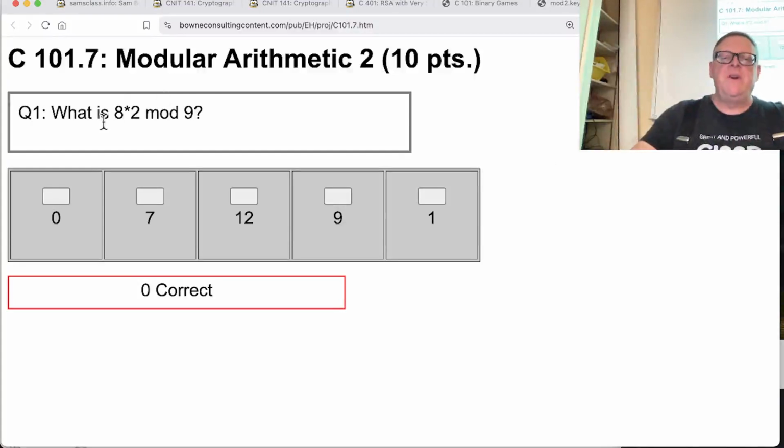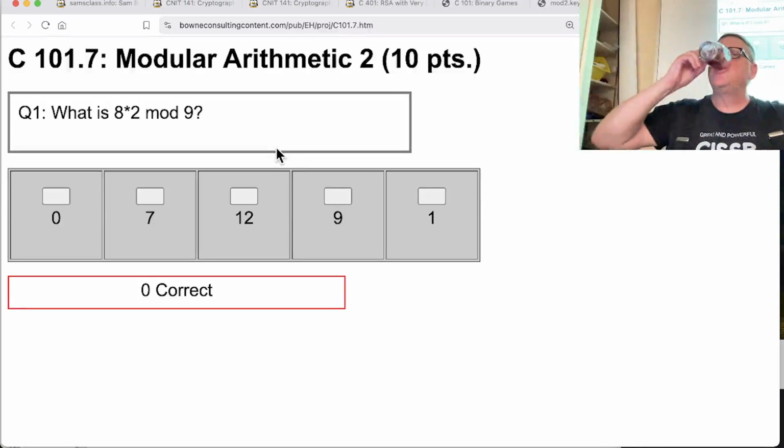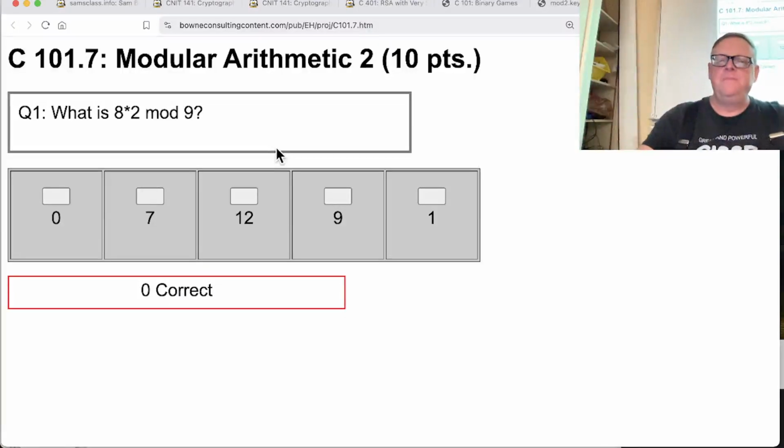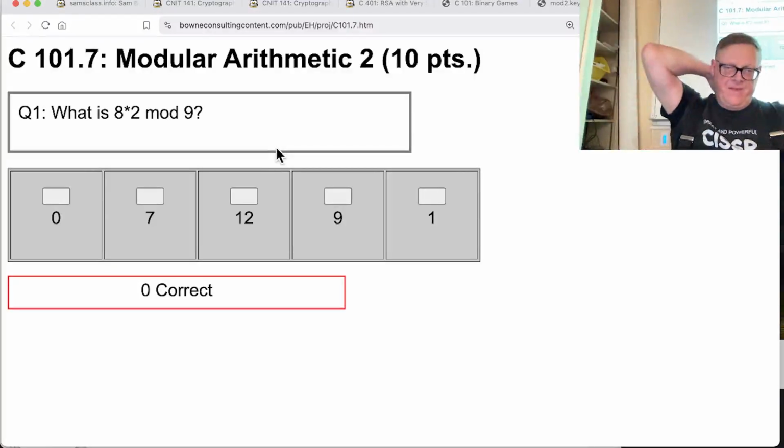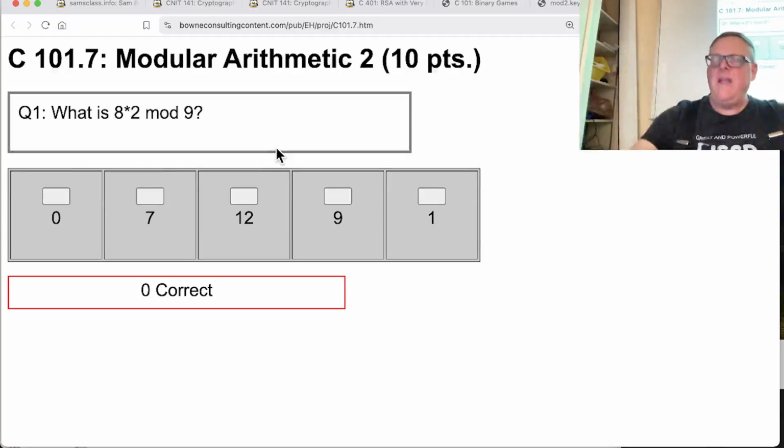All right, so what's 8 times 2 mod 9? Yep, 16 mod 9 is 7. It's 9 plus 7.